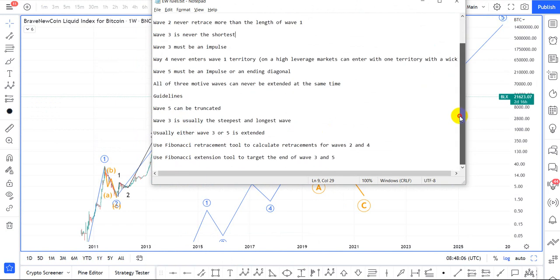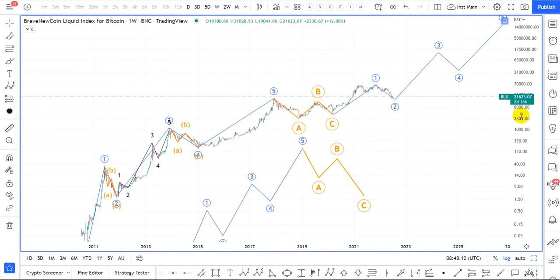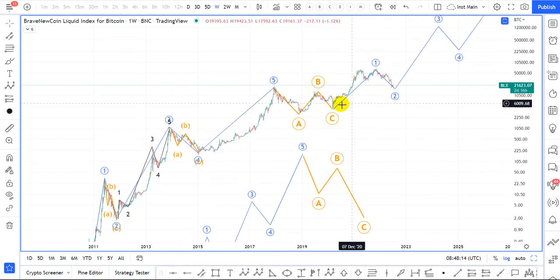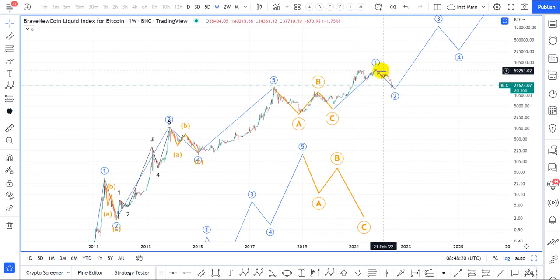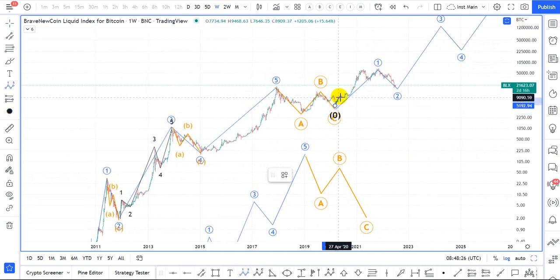Okay, what about the guidelines? Wave 5 can be truncated. Yes, it can. For example, over here, if you take this one, here's 1, 2, 3, 4, and the small 5. There's a truncation of wave 5 here. If you want, I'll mark it for you.